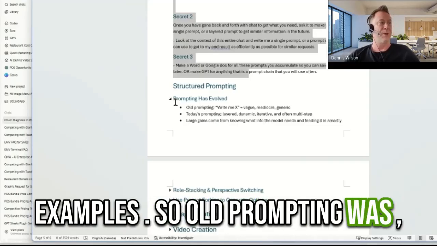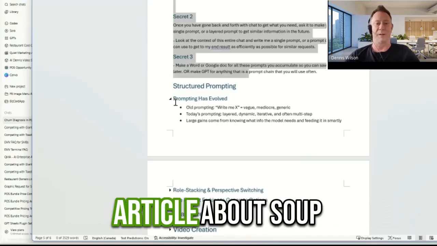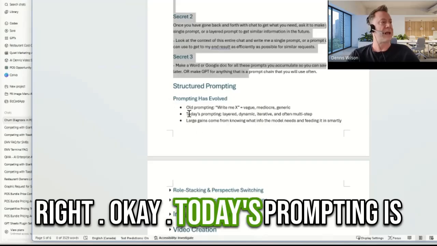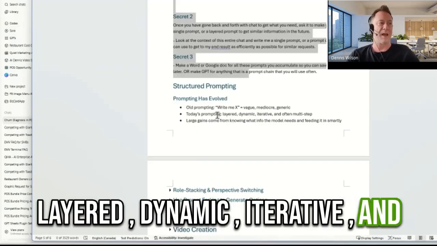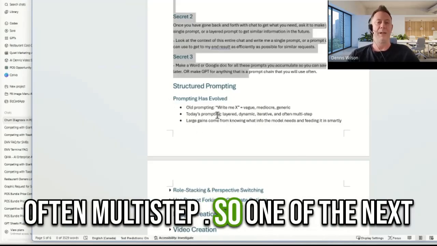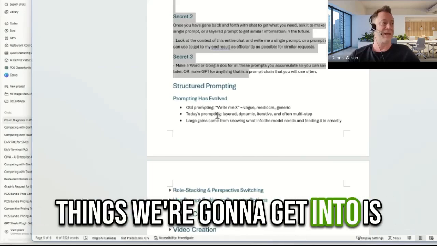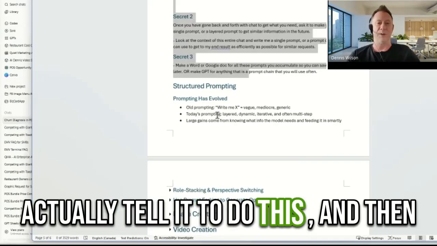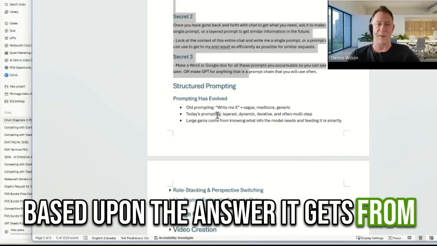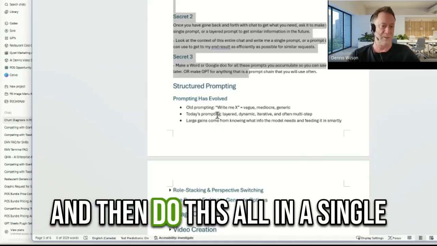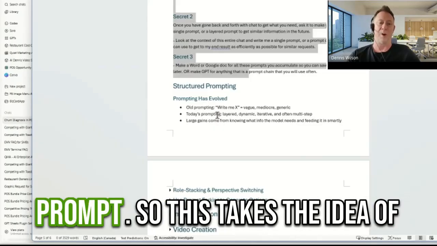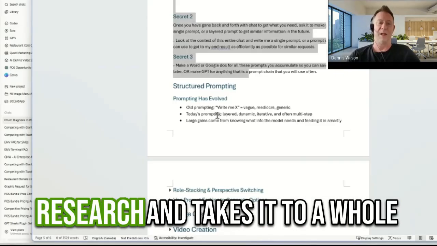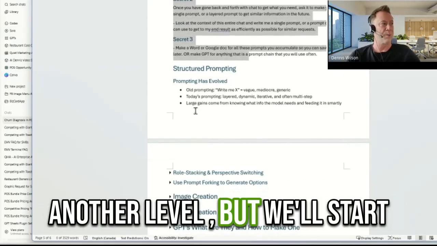So old prompting was, write me an article about soup. Okay. Today's prompting is layered, dynamic, iterative, and often multi-step. One of the next things we're going to get into is multi-step prompting, where you actually tell it to do this, and then based upon the answer it gets from that, then do this, and then do this, and then do this, all in a single prompt. This takes the idea of what I just showed you with deep research and takes it to a whole other level, but we'll start simple.